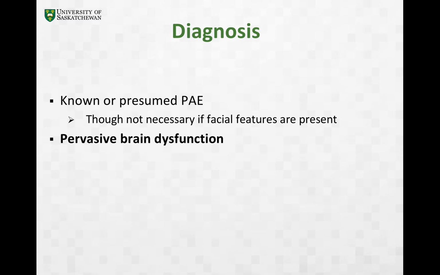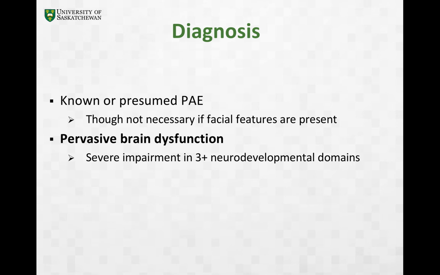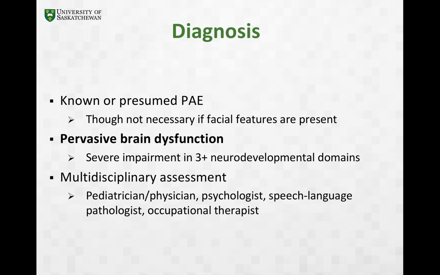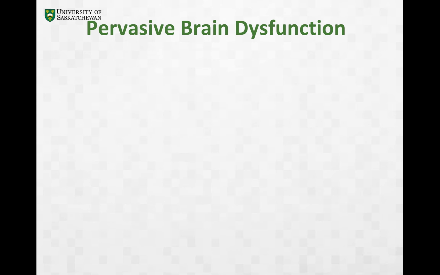The other component that we need is something that we call pervasive brain dysfunction. That's when we're seeing severe impairment in 3 or more neurodevelopmental domains, and I'll show you what those are in a minute. This diagnosis is also not come to by one person. It usually occurs as part of a multidisciplinary assessment that involves a pediatrician or physician, a psychologist, speech-language pathologist, and occupational therapist, as well as others who may have important insight into that particular child. So what is pervasive brain dysfunction? Basically, there are about 11 areas where we would tend to see brain dysfunction.